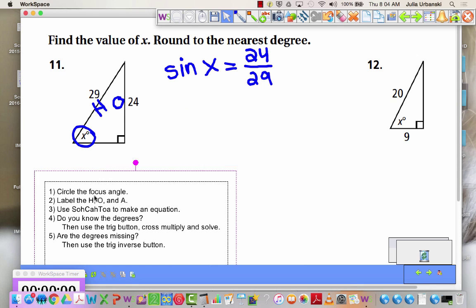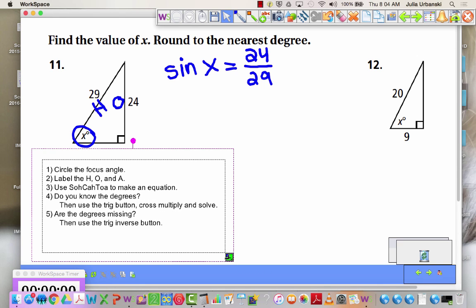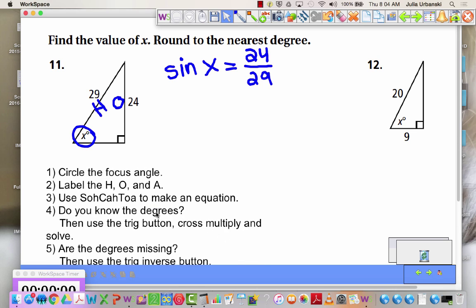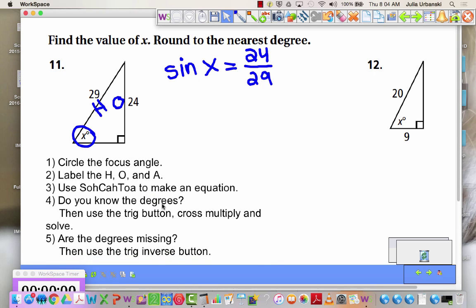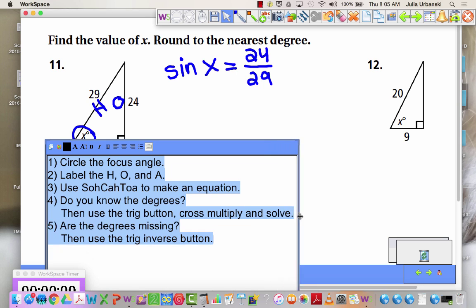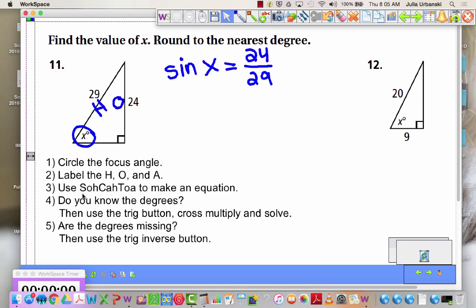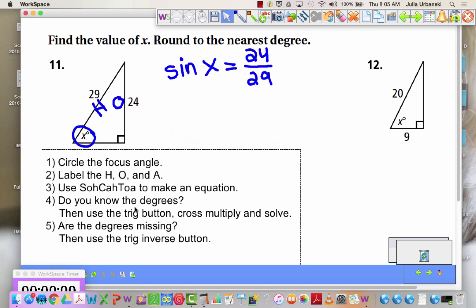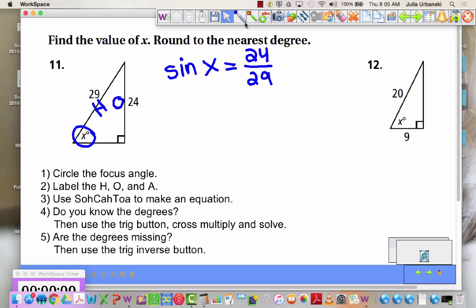So now you should already have these rules written up at the top. So look now at number 4. Do you know the degrees? Yes or no? No. The degrees is x. We don't know it. So we're going to have to skip number 4 this time and go on to number 5. Are the degrees missing? Yes. The degrees are missing. So that's what we're going to do. We're going to use the trig inverse button. So in this case, we're going to use sine inverse.